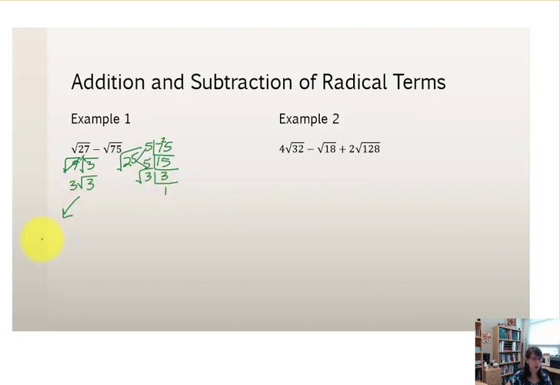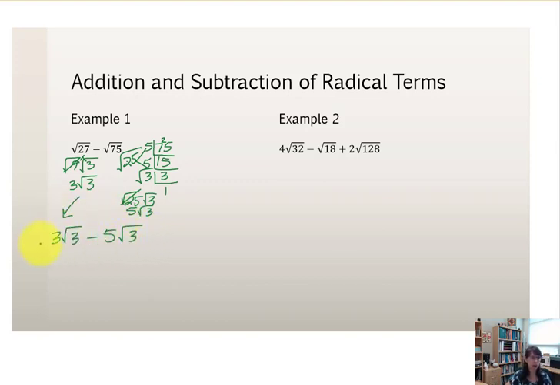So I'll just move all this down so we have plenty of room. 3 square roots of 3 are for the square root of 27. And we just found that 75 breaks apart as 25 times 3. So with 25 under the square root times square root 3, simplifying, that makes 5 square roots of 3. So what we're subtracting is 5 square roots of 3.